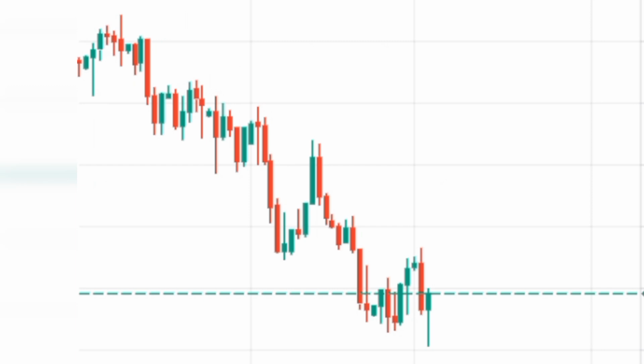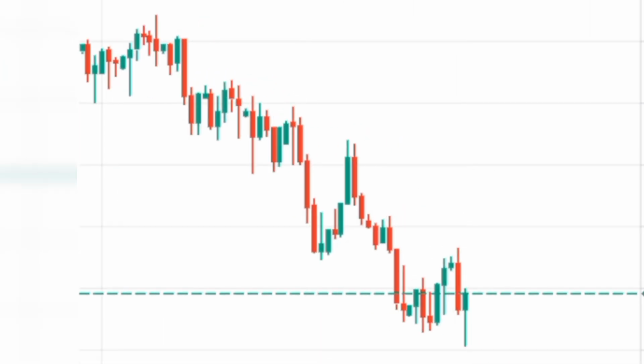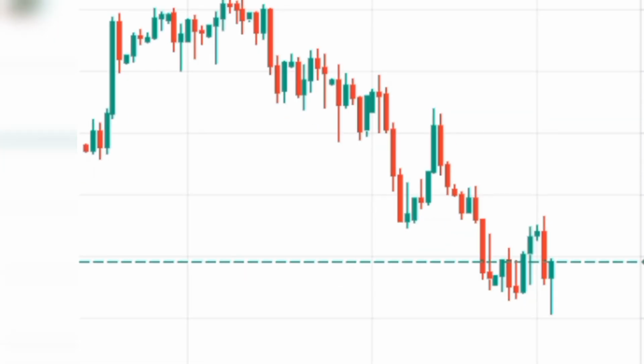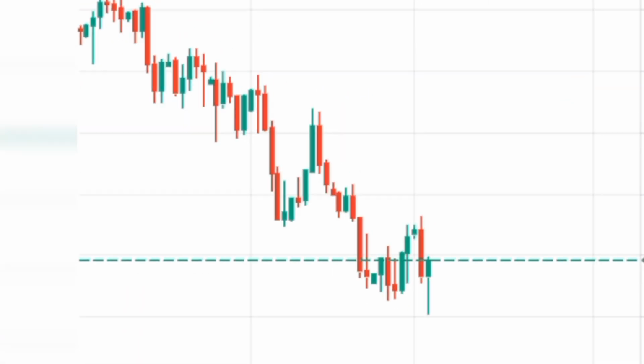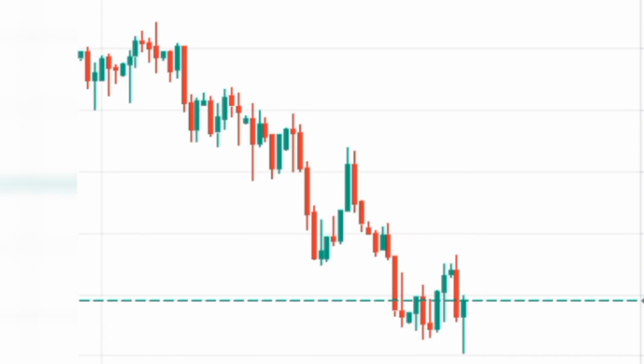Now here we shall start with this one. This one is a higher time frame. It is a daily time frame. Okay, you can see that when we look at our overall market trend, it was a bearish market. Okay, this is the current market structure. It is a bearish market.